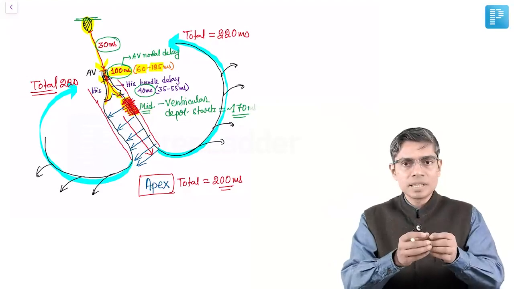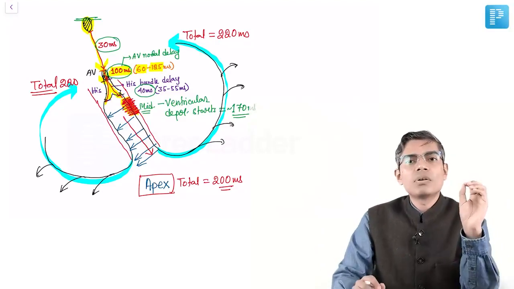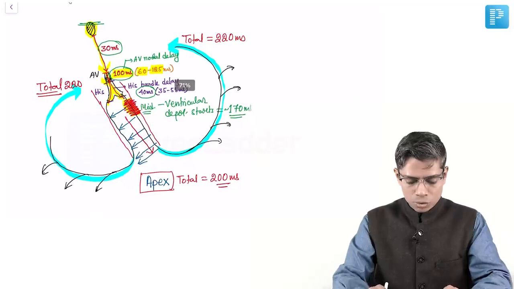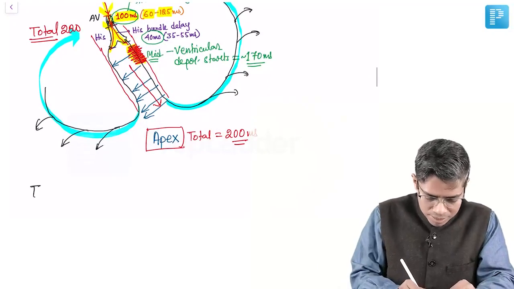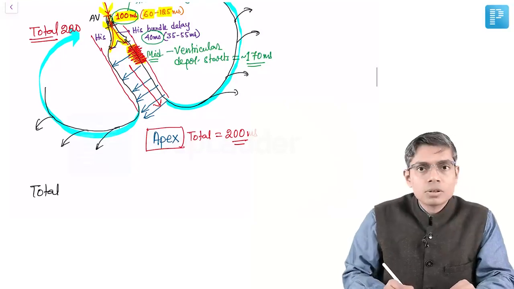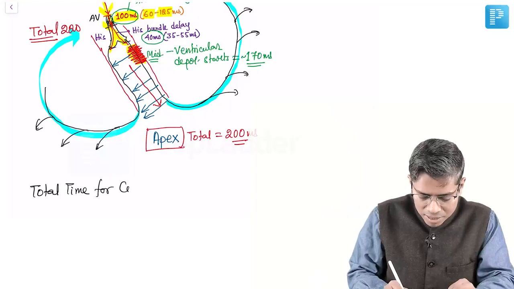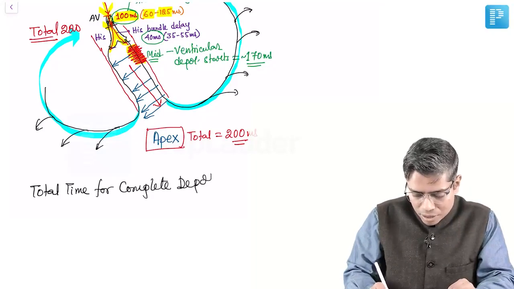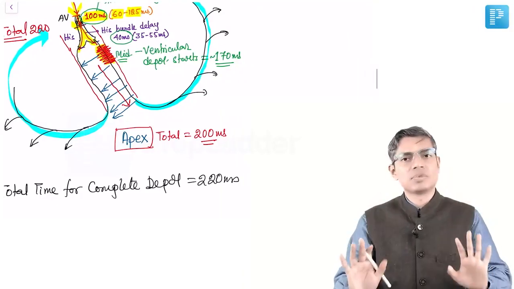So from the apex, the impulse is traveling towards the basal region of the heart, and it is taking only 20 millisecond extra to complete the depolarization. So the first MCQ that you must remember is that the total time which is required for complete depolarization of the heart is 220 milliseconds. First you remember this MCQ.